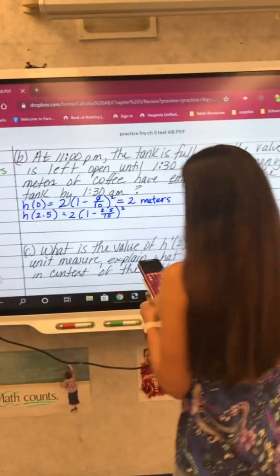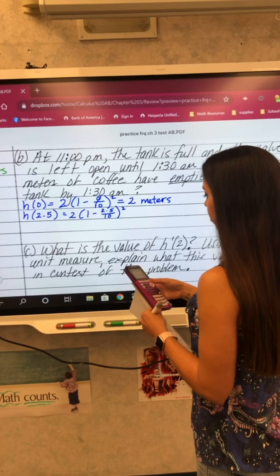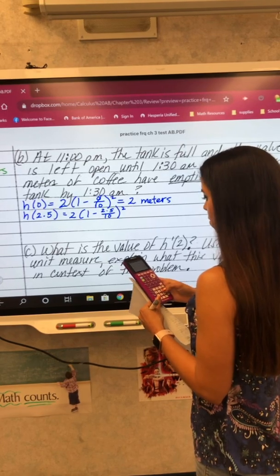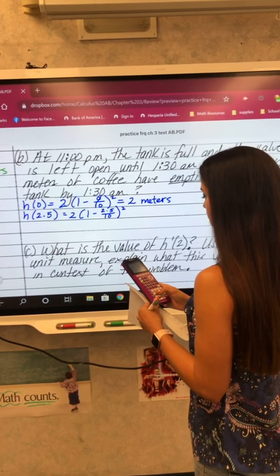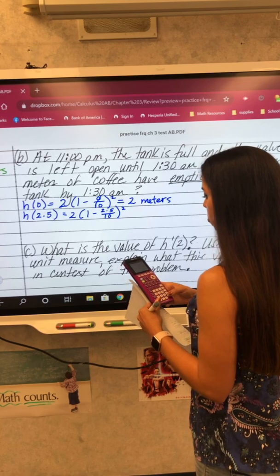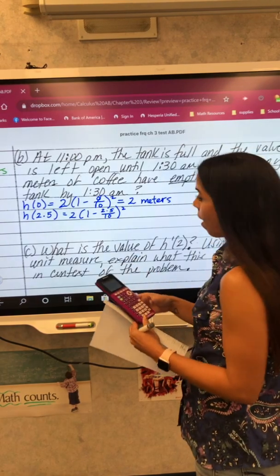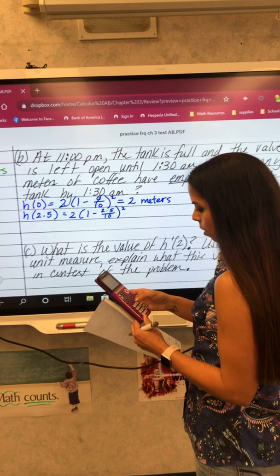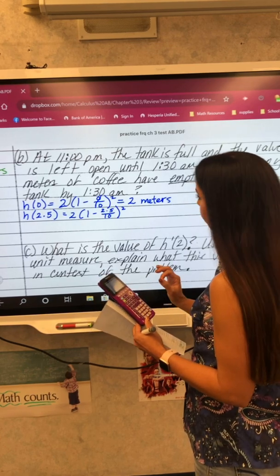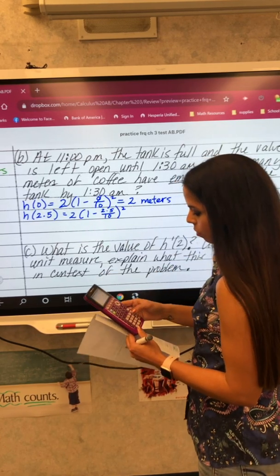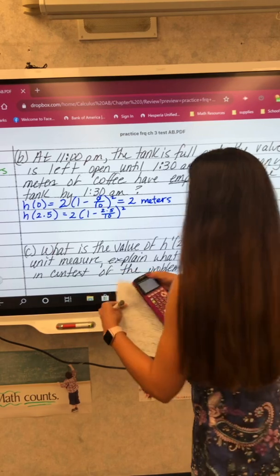All right, so I'm going to type in my calculator: 1 minus, and I'm going to use parentheses, 2.5 divided by 10, close parentheses, hit equals. I get 0.75, but then I have to square it, so I'm going to square my answer, hit enter, and then I have to multiply by 2, so times 2, and I get 1.125.